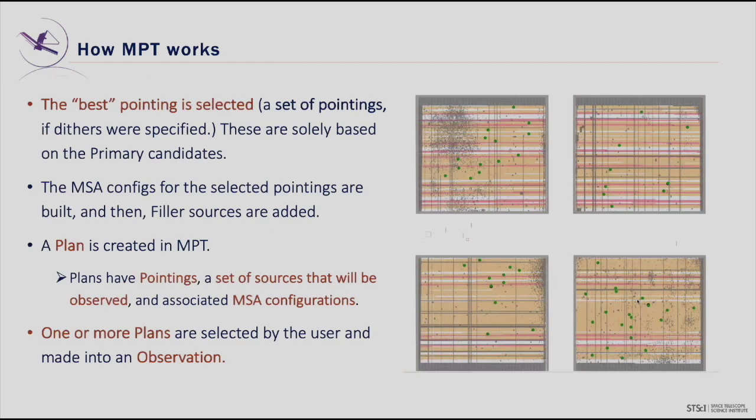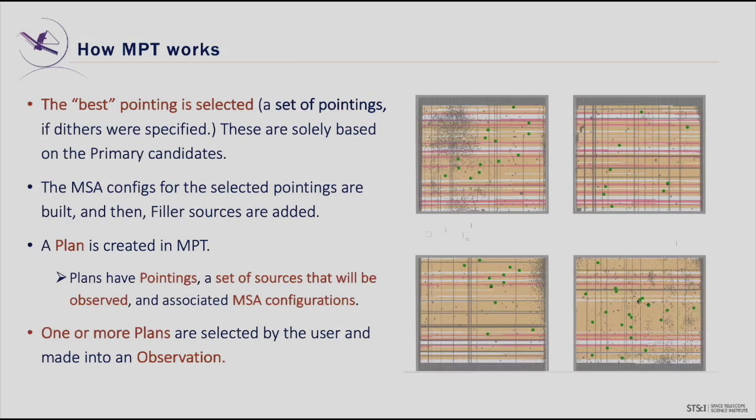So NPT then selects the best pointing from this heat map, and it will do this selection for the entire set of dithers. And these results are solely based on the primary candidate list, as I mentioned. The primary candidate list is the one that drives the pointing selection for your plans. If fillers are added, that is a secondary step. So I just wanted to point that out.